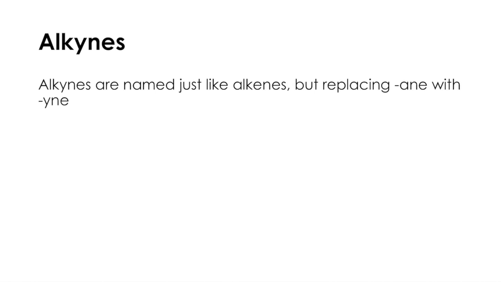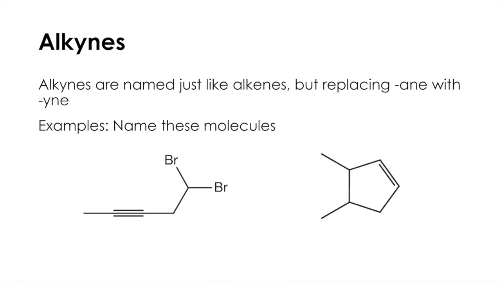Now let's look at alkynes. They basically follow the same rule as alkenes, except now we're replacing ane with ine. So here are a couple of examples. So in the first example right here, it's a good example of how the triple bond will take precedent in the numbering over the substituents, because in the normal circumstance, we would start the numbering to the right on the bromines, but since we want the triple bond to be the lowest index, we start to the left. 1, 2, 3, 4, 5.